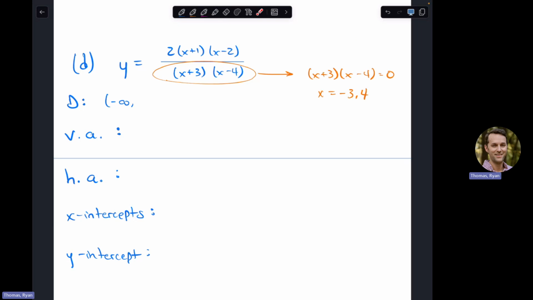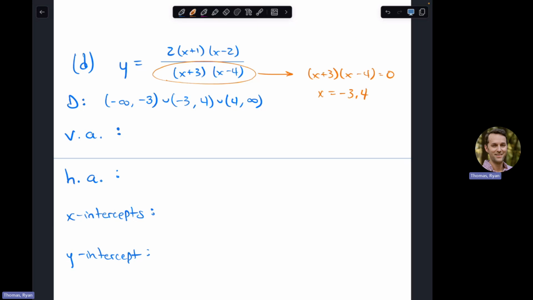In other words, it's that, and I need to write that down in interval notation. So -infinity up to where? -3 happens first. So we skip over it, union around, and then from -3 to 4, and then 4 to infinity. Yeah, good.